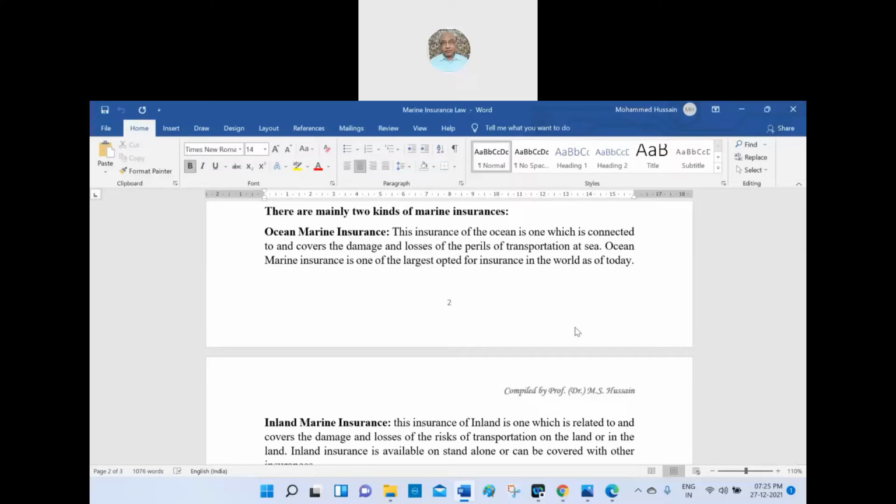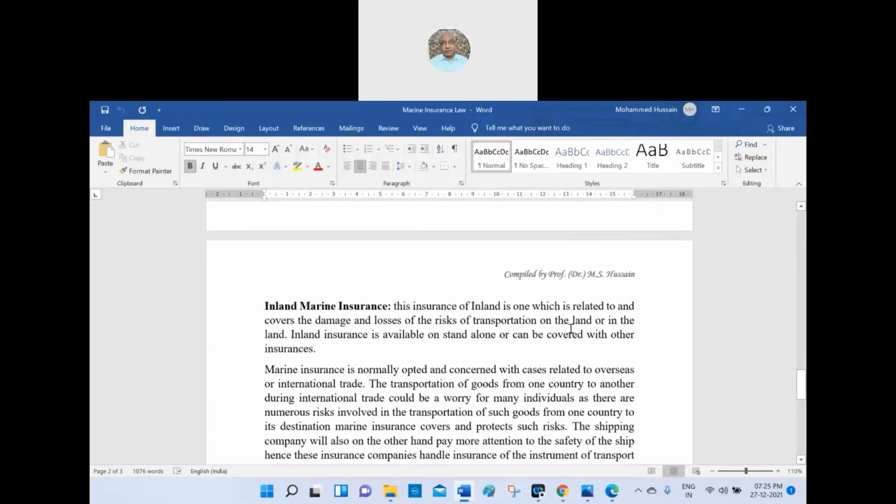So when the ship is on water, sometimes we say the sea, sometimes the ocean, sometimes on the water, but all are the same in one way, because it deals with the marine. The sailing would be there, the adventure would be there, the voyage would be there. So on the water, that's why we call it marine insurance. Ocean marine insurance is one of the most widely opted insurances in the world today. Generally, ocean marine insurance means the insurance which will be on the water mostly. It will be the largest one.